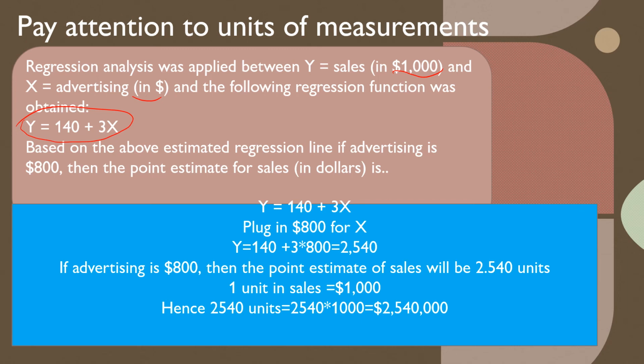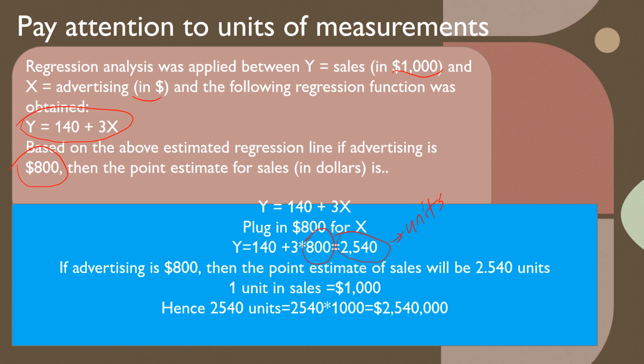Now, you can be asked about the point estimate for sales if a company is spending in a month around $800. Here, since our X is measured in dollars, I can easily plug in X in here and then solve for Y given the intercept and slope coefficient. I end up with 2,540. Again, this is the unit. Why do we expect Y to be that many units?